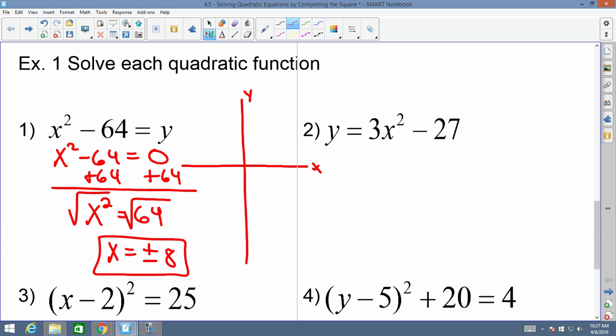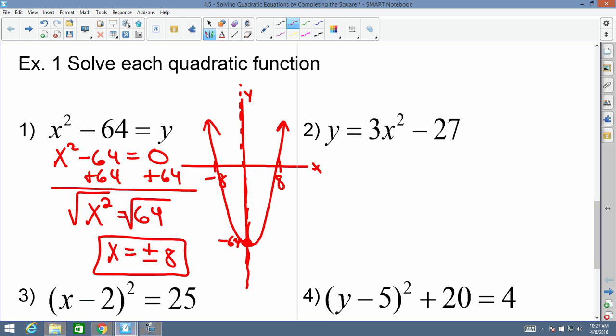Negative 64, right? So you're going to have a y-intercept over here of negative 64. There is no b value, right? So the axis of symmetry is x equals 0. So it's going to be right here. So that means my vertex and my y-intercept are the same in this particular case, right? But what are my solutions? Here's where the negative 8 and the positive 8 come into play, and voila. That's my graph. That's what that x equals plus or minus 8 gives you.